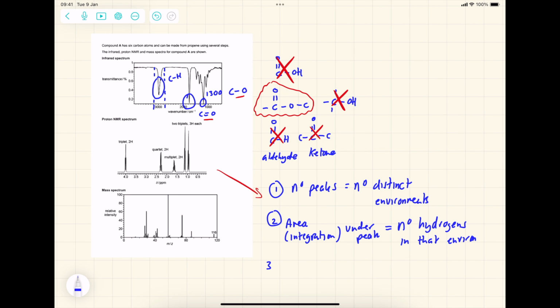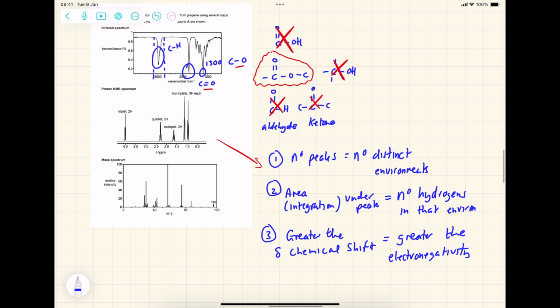And then number 3, this one's a really useful one, is the greater the chemical shift, which is the delta value, that corresponds to the greater the electronegativity of the environment. So for example, if you have hydrogens that are in an environment of 2 oxygens or fluorines, for example, so attached to carbons right next to those very electronegative environments, then that drives the chemical shift upwards.